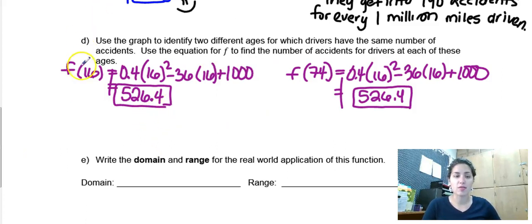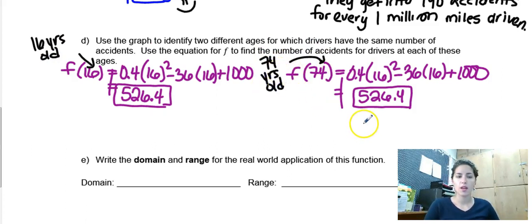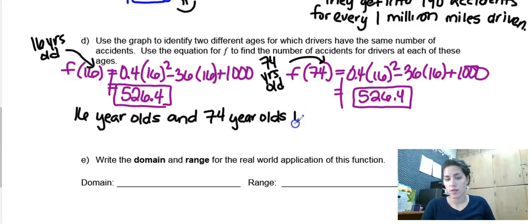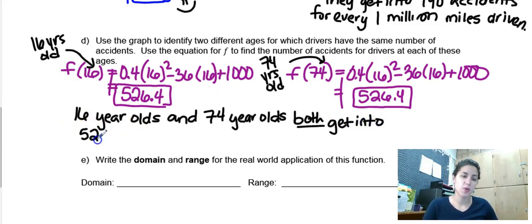Once again, these are my ages. So if we were stuck 16 years old and 74 years old. Kind of try to think about what does that mean that they got the same answer. Well, it means that each of these ages, this is the number of accidents. So 16-year-olds and 74-year-olds both get into 526.4 accidents per 1 million miles driven.